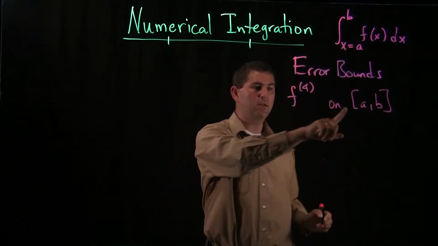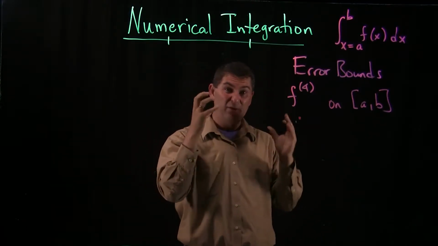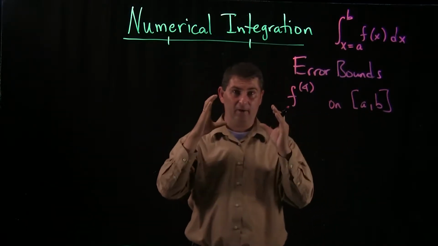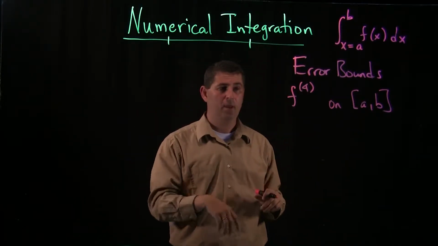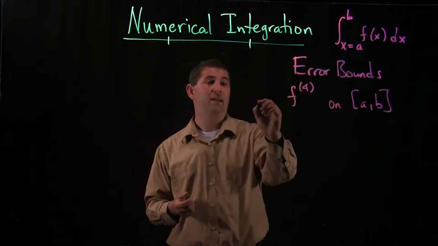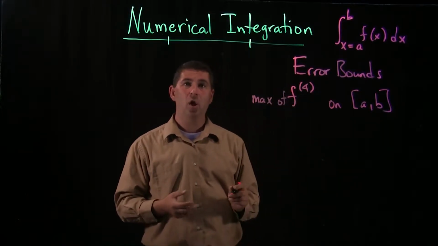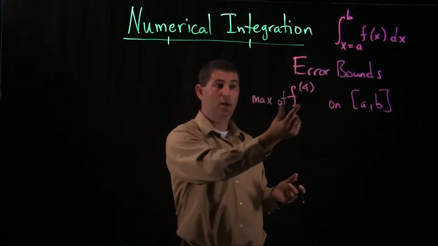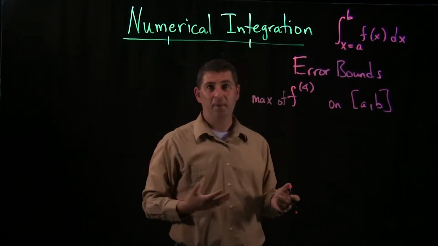And you remember, if I use these square brackets, it means it's a closed interval. It means I get to include a and b in that interval. I'll use parentheses if I don't want to include the endpoints. So I'm interested in this function. In particular, I want to know what is the max of this function. What is the largest value that the fourth derivative of f takes on the interval [a, b]?